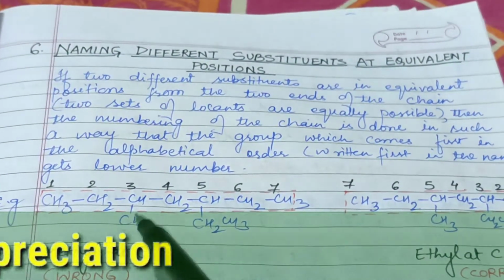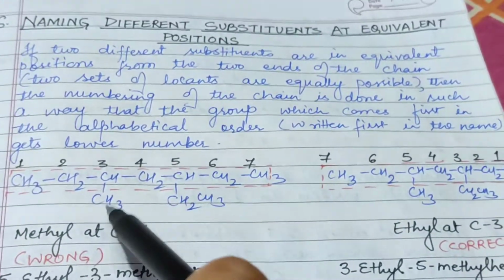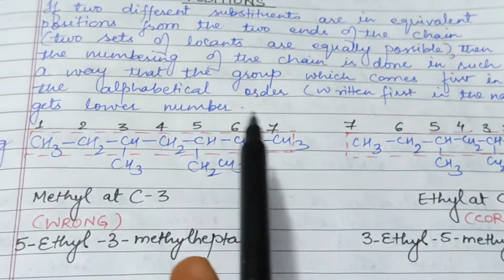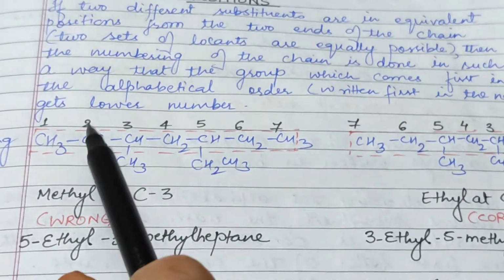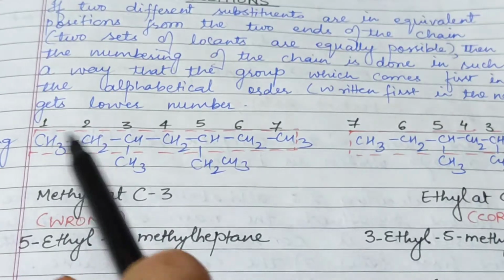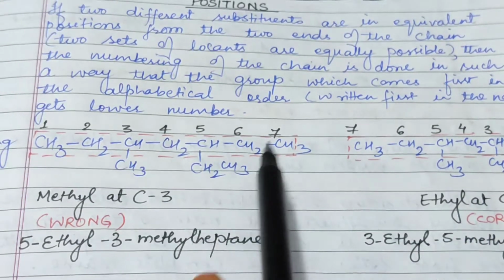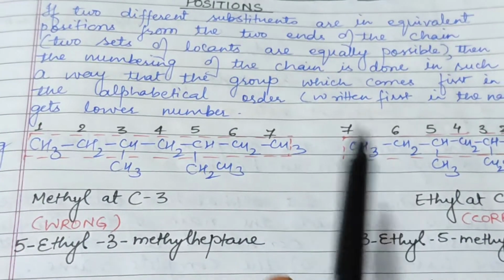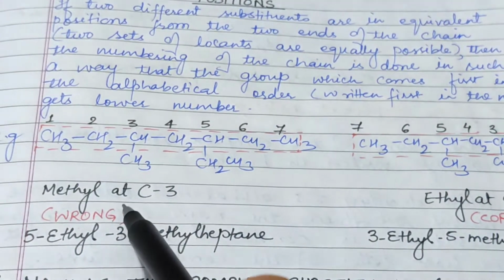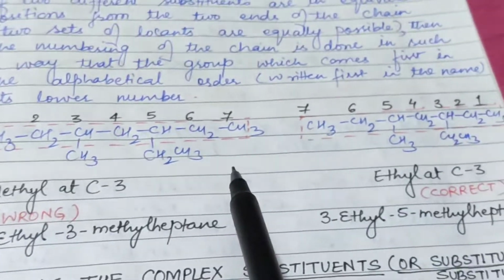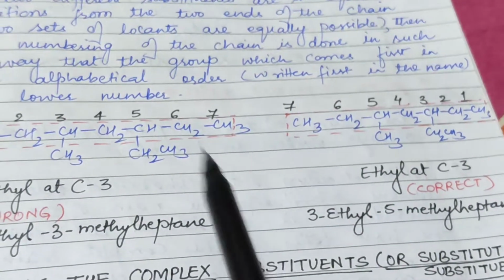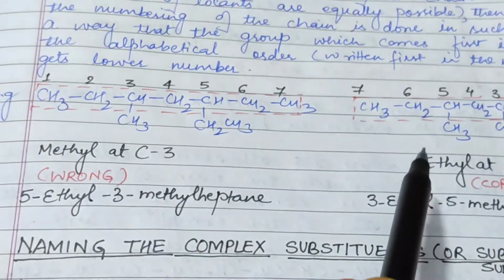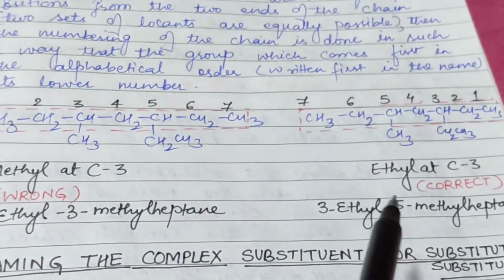You could see in this example, when two substituents are at equivalent positions from both sides, from the left-hand side and from this side also, the position is the same. If you count from here, it comes to 3rd position, and from this side also 3rd position. In this condition, how will you name that compound? Whenever such a situation arises, you have to follow the alphabetical order. Whichever comes first in alphabetical order, you write its position and the name accordingly.